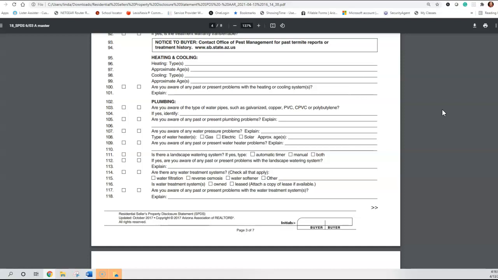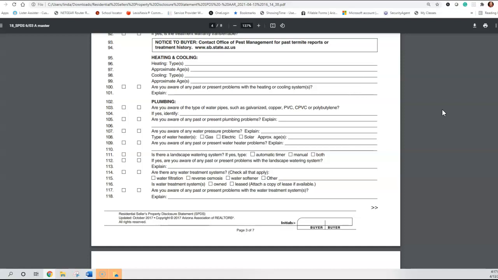Are you aware of any past or present water heater problems? Is there any corrosion on your water heater pipes? Does it have a timer? Does it have a pressure release valve that goes out to the outside with the right kind of piping? It can't be that flex piping. It has to be copper.